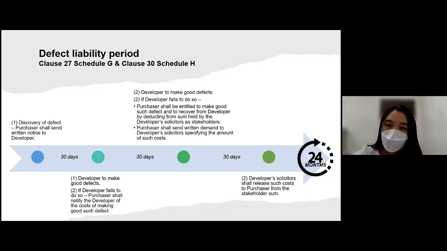In order to do so, the purchaser will need to send a written demand to the developer's solicitors specifying the amount that they wish to claim. Upon receiving such written demand from the purchaser, the developer's solicitors shall release such cost to the purchaser from the stakeholder's sum.